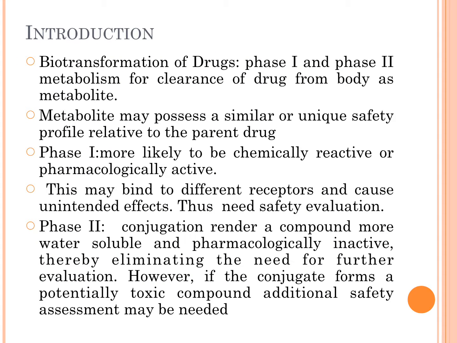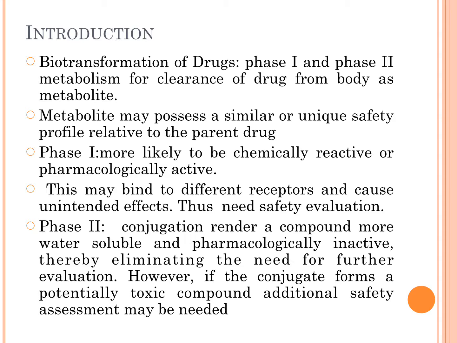So drug metabolism is about biotransformation of drugs. Biotransformation of drugs basically happens in two phases: phase 1 and phase 2. The objective is to clear the drug from the body in the form of metabolites. The metabolite formed because of the biotransformation of drugs may possess a similar or unique safety profile relative to the parent drug. That is, the safety profile may be similar to that of the parent drug, or it may have a different profile.